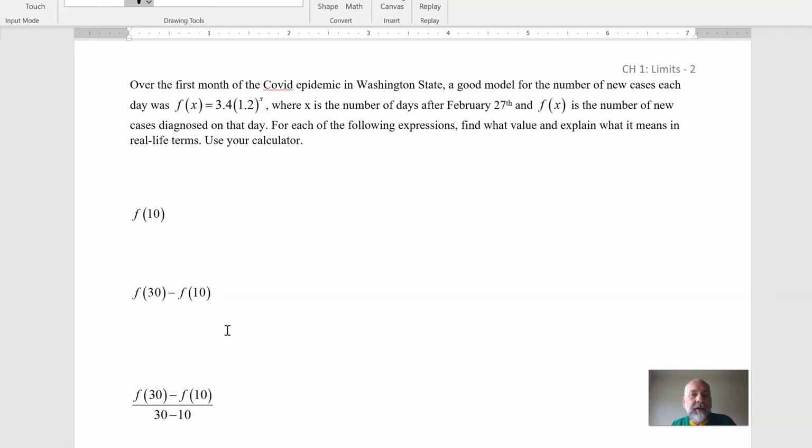And it says, so there's the function, and x is the number of days. All you're supposed to do is find what these expressions are, and I've got my handy dandy calculator, and then explain what each one means.